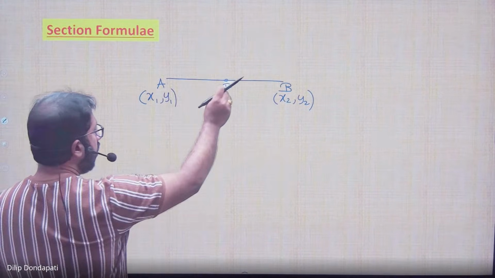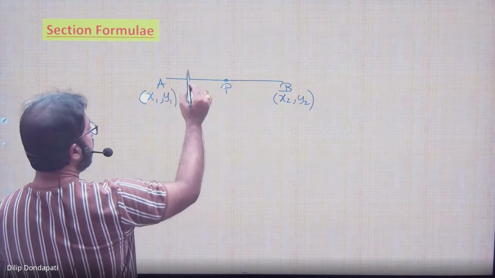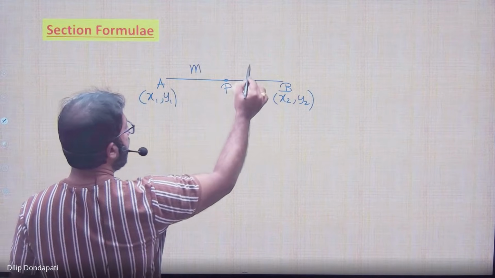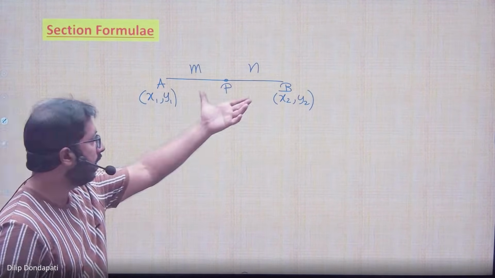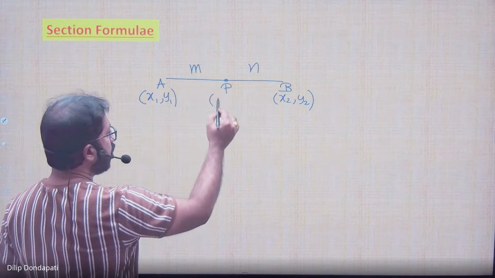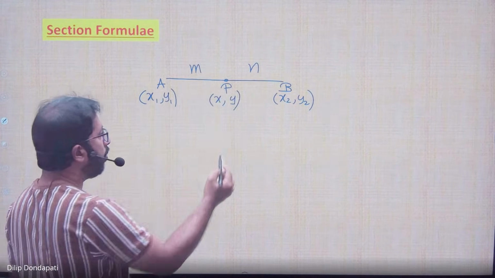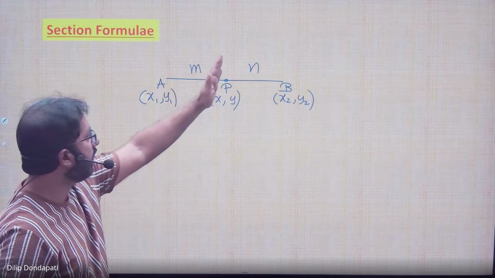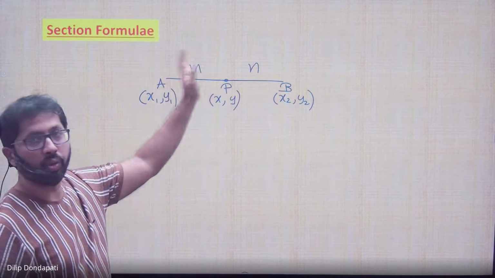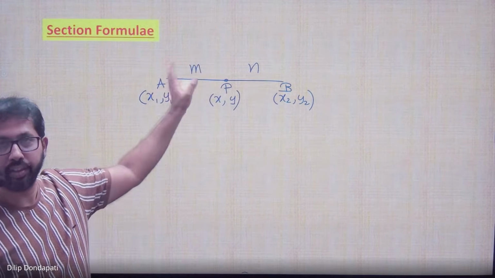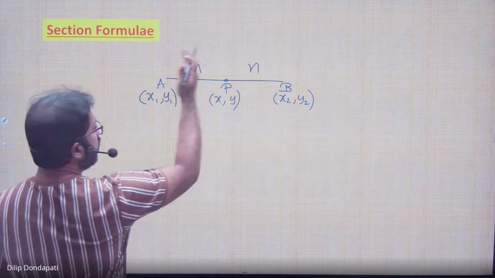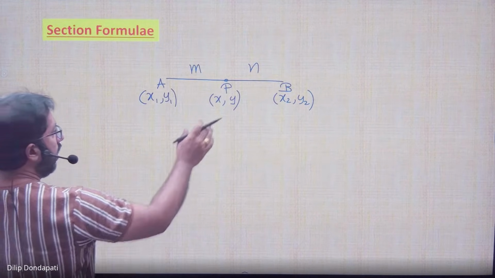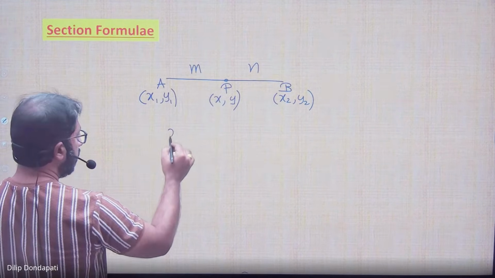That P is dividing the line segment in the ratio m is to n. See, line segment is there, one point P, its coordinates are x, y. This point P is dividing the line segment in the ratio m is to n. It can be 2 is to 1, 1 is to 2, 3 is to 3, anything. That's why it's called section formula, it is dividing two points. At that time, we will be asked to find the coordinates x, y.